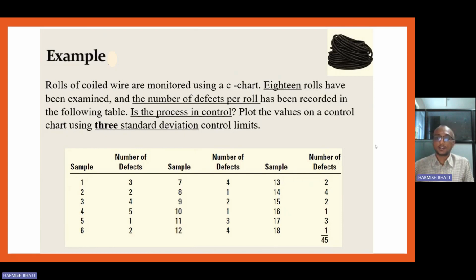Now if we see the data given below, the total number of samples is 18, starting from 1 to 6, 7 to 12, and 13 to 18. The number of defects has been identified in each sample. Sample number 1 has 3 defects. In the same way, sample number 4 has 5 defects. Likewise, sample number 14 has 4 defects, and sample number 18 has 1 defect. The total number of defects is the summation of the defects of each sample, so the total number of defects is 45.